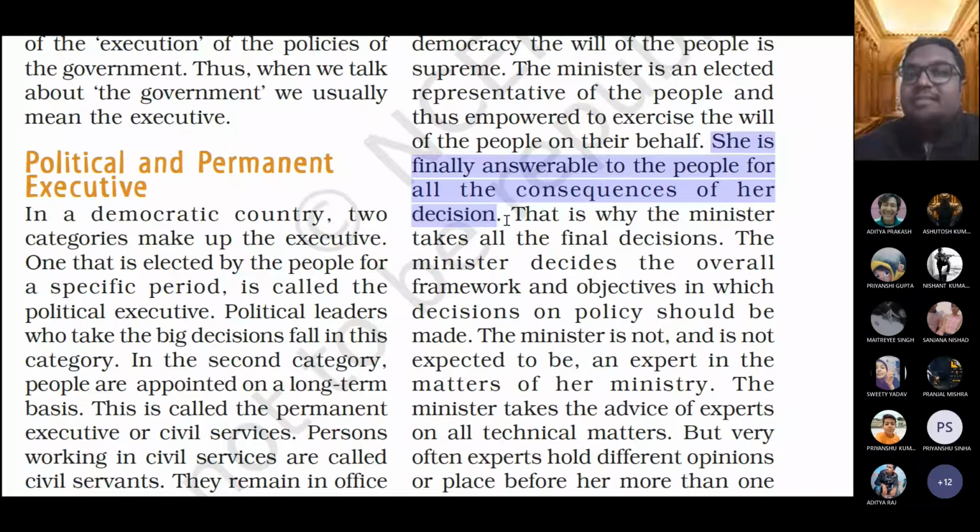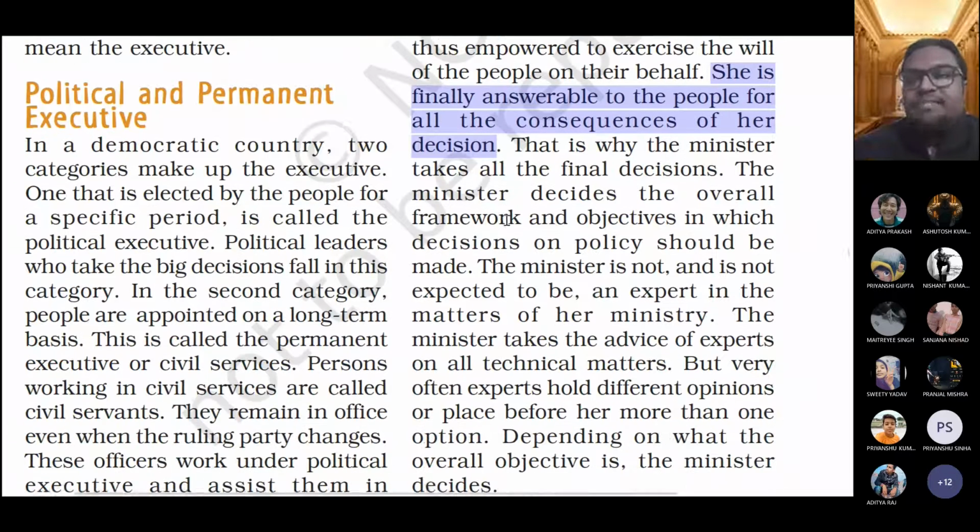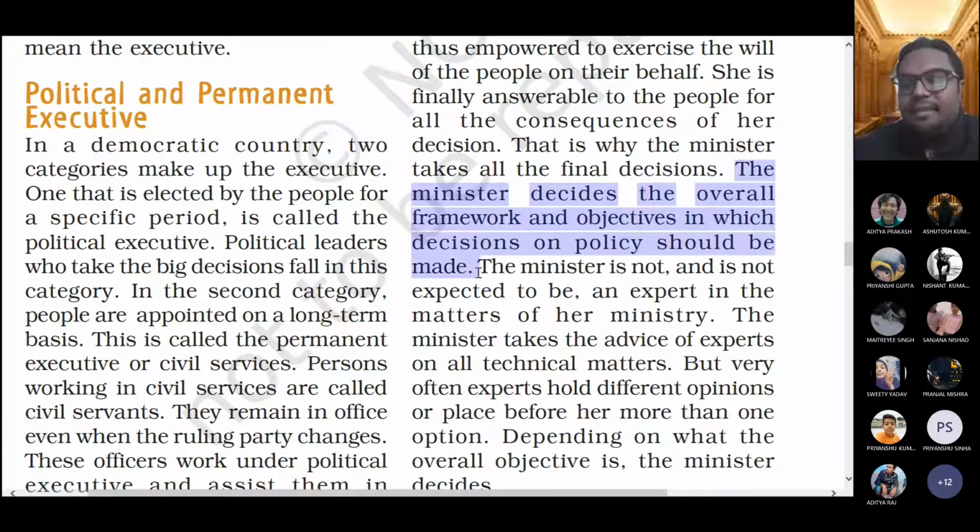No, any minister takes any decision for the country, and because of it whatever is happening to us, the minister is answerable to us. They will have to answer why the minister did something like that. That is why the minister takes all the final decisions. The minister decides the overall framework and objectives in which decision on the policy should be made.